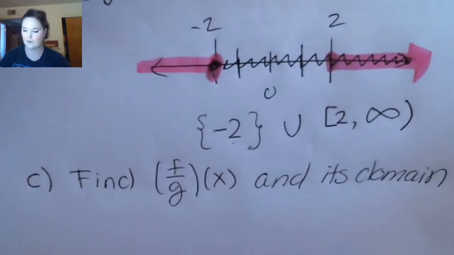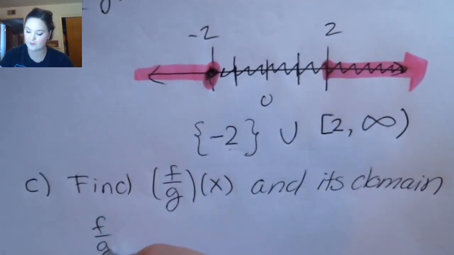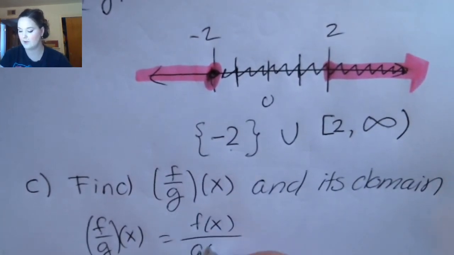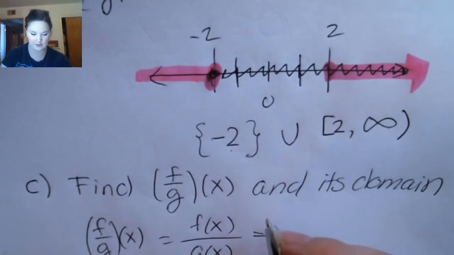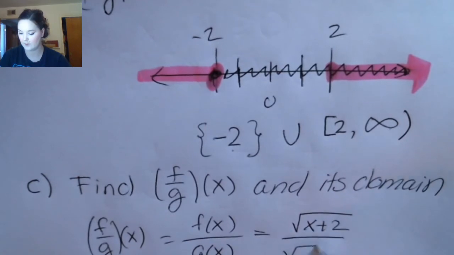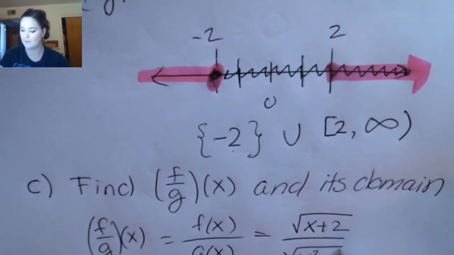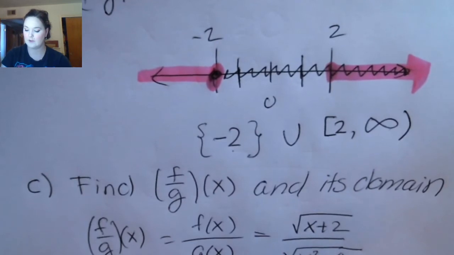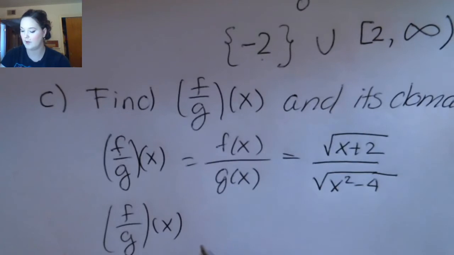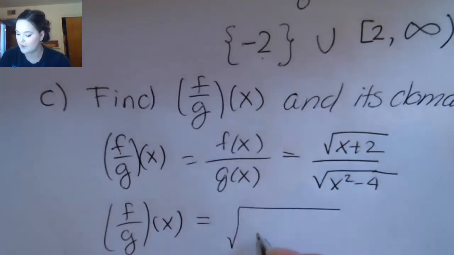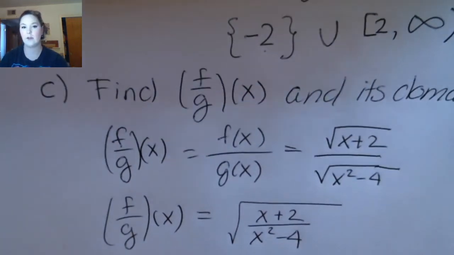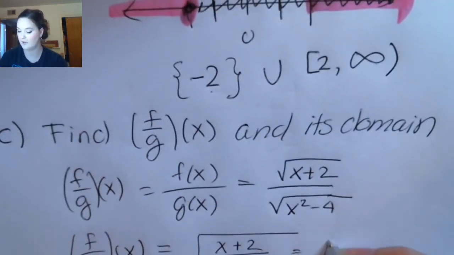So now we're going to do f over g. So f over g of x is f of x over g of x, which is going to be square root of x plus 2 over square root of x squared minus 4. And again, like we said before, with these problems, you're always going to simplify it as much as possible. So I'm going to turn this into one big square root, and then I'm going to try to cancel this common factor.